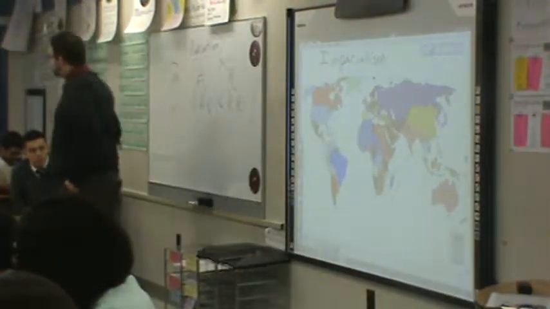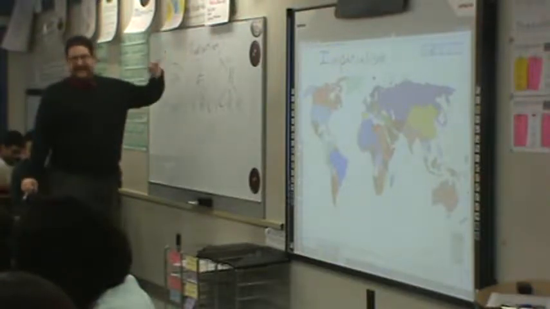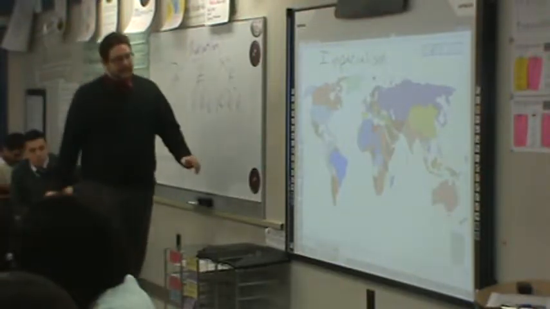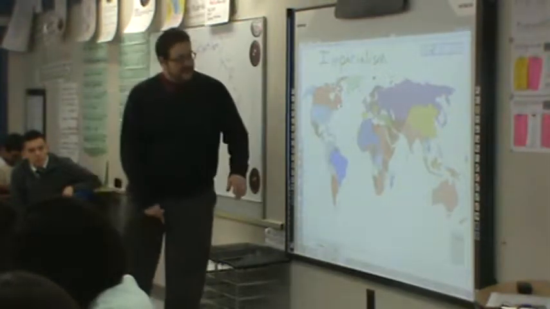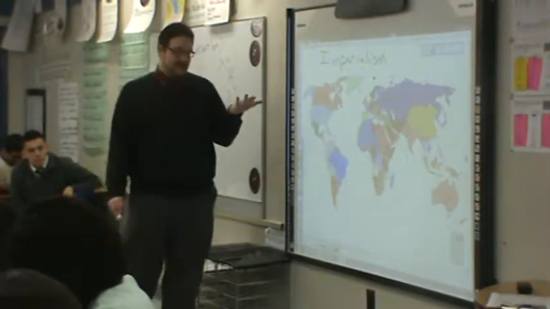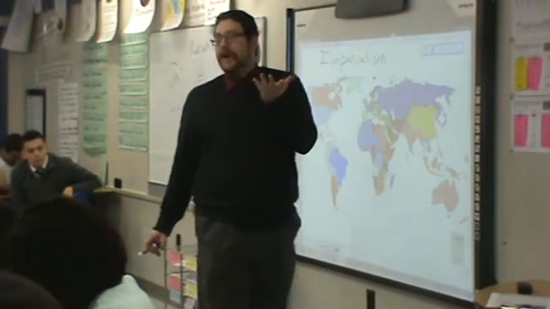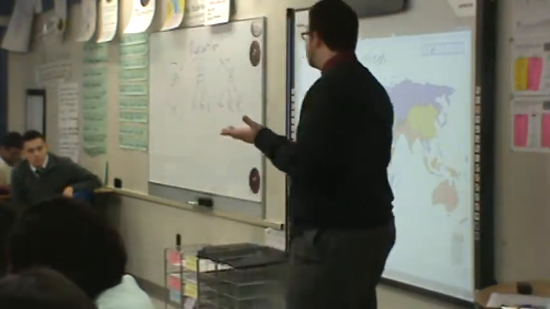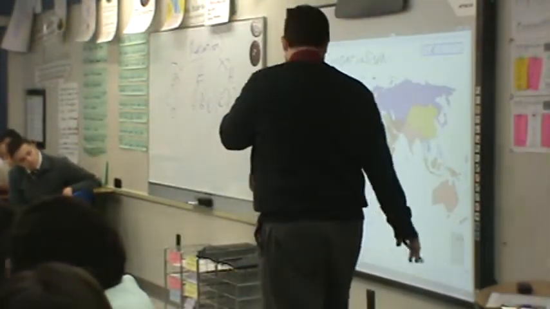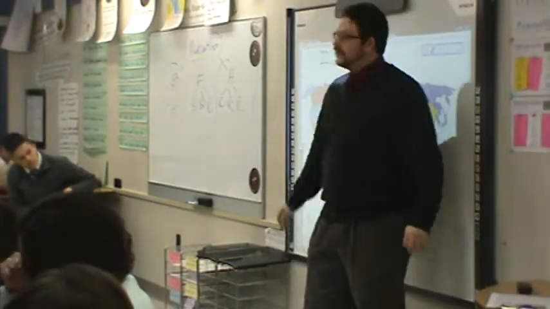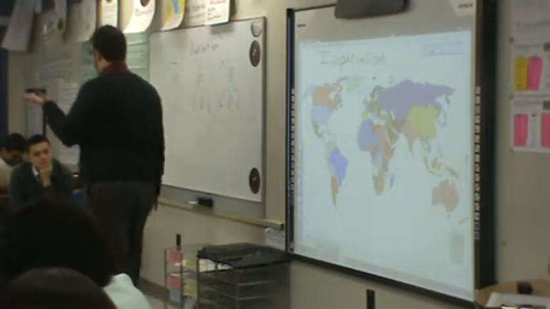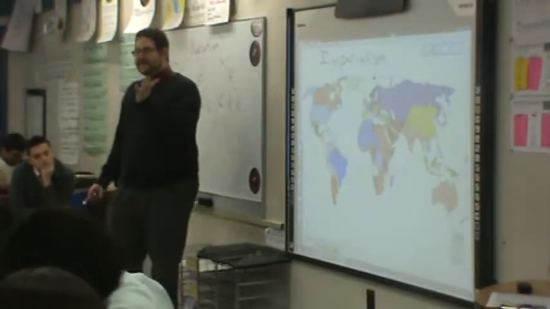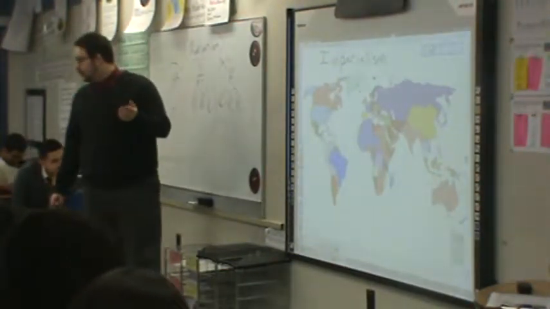And it peaks in the late 19th century. By 1900, this map is 1900. By 1900, pretty much much of the world has been colonized by the European powers. There are some exceptions. The Latin American republics are not colonies. They break away from Spain in the early 1800s. They are their own independent countries, but kind of under the influence of home.